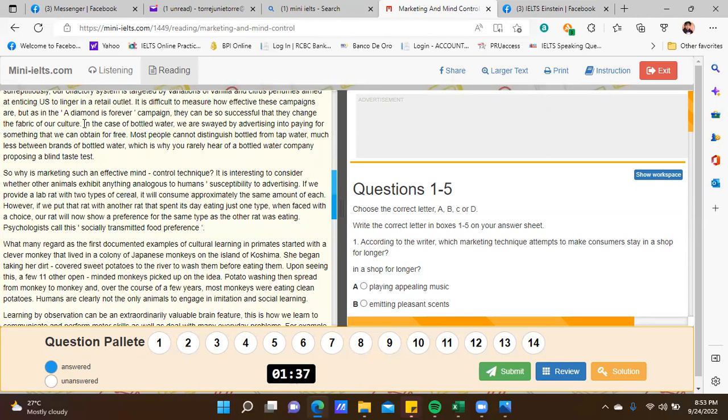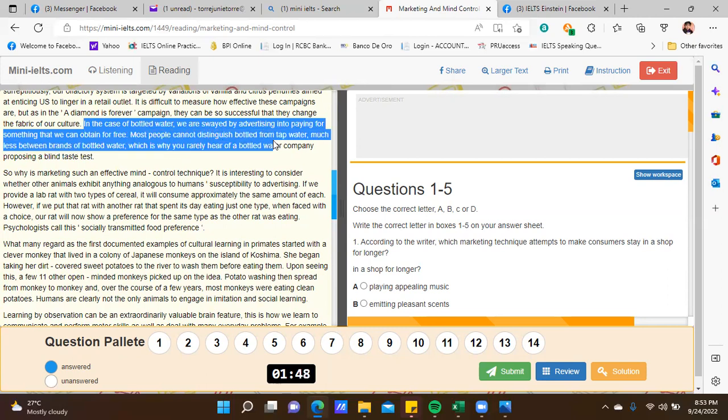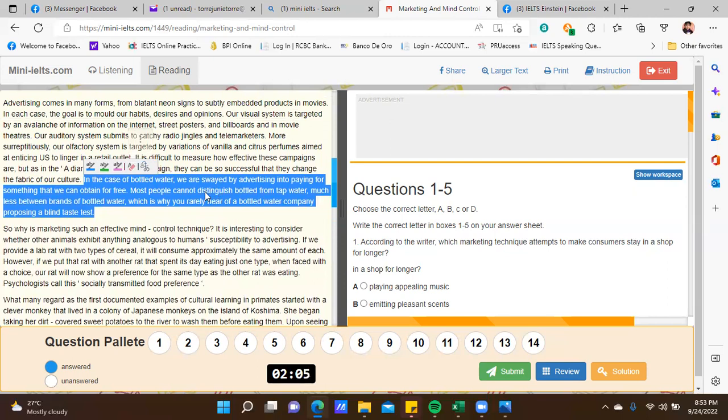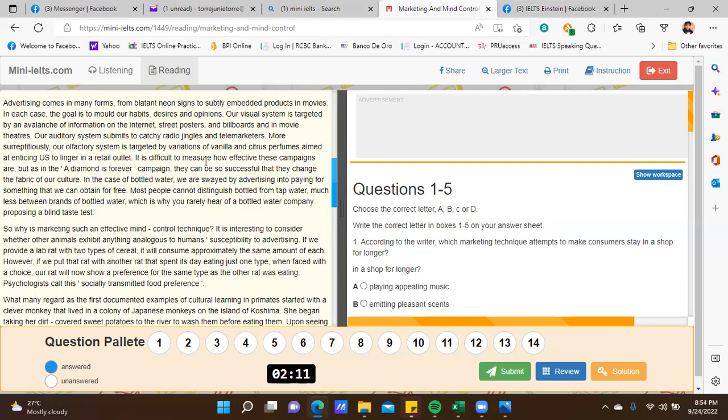Ayan o. In the case of bottled water, we are led by advertising into paying for something that we can obtain for free. Most people cannot distinguish bottled from tap water, much less between brands of bottled water, which is why you rarely hear of a bottled water company proposing a blind taste test. Diba? We're paying for expensive ones, thinking it will make us safer. Pero it's something we can get for free.